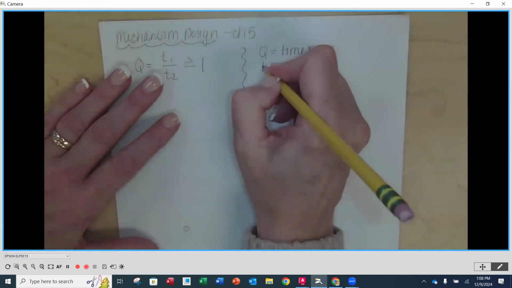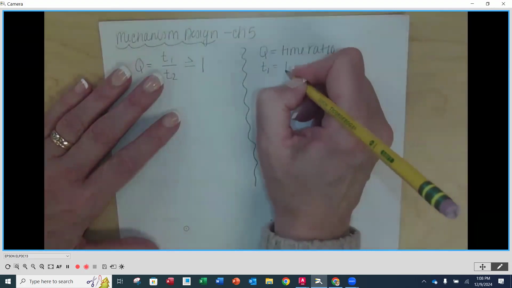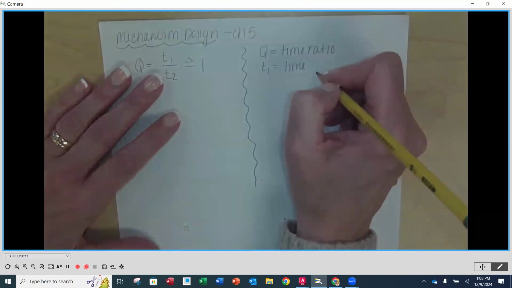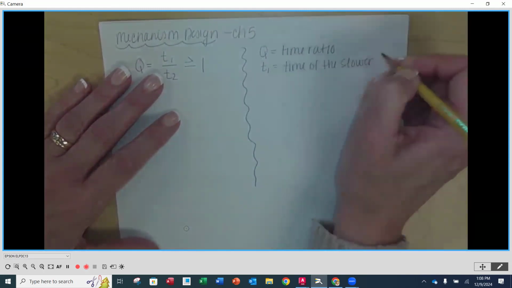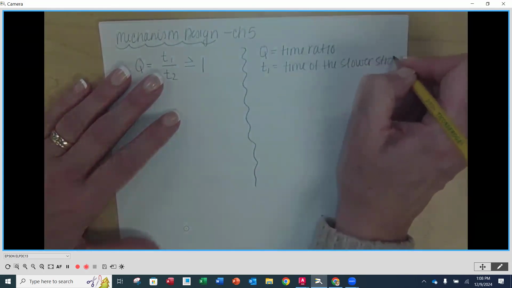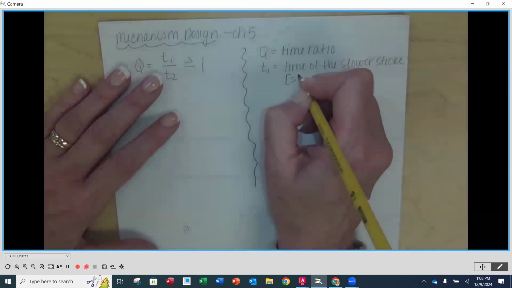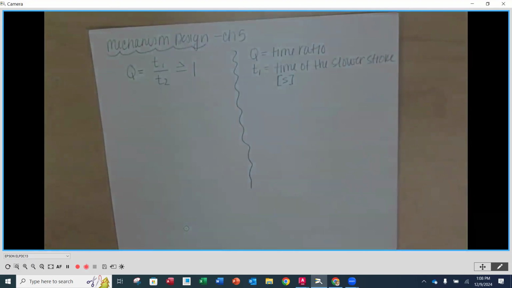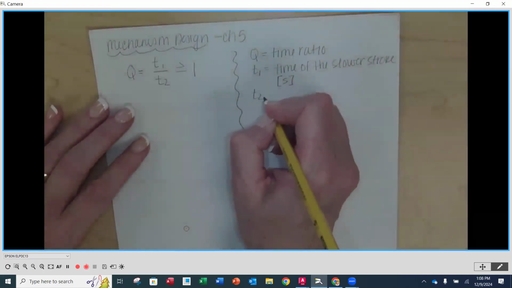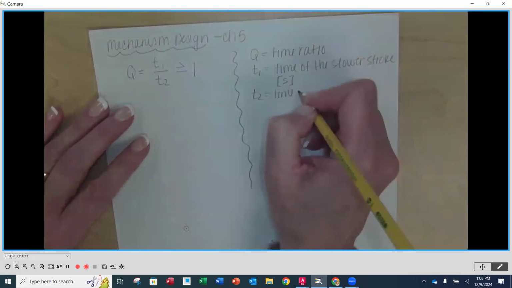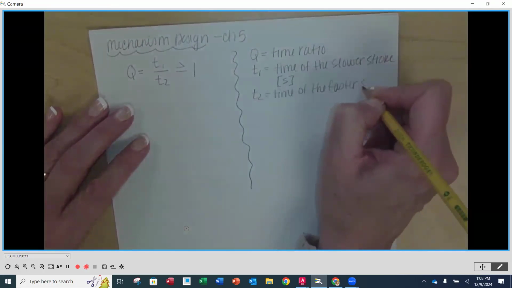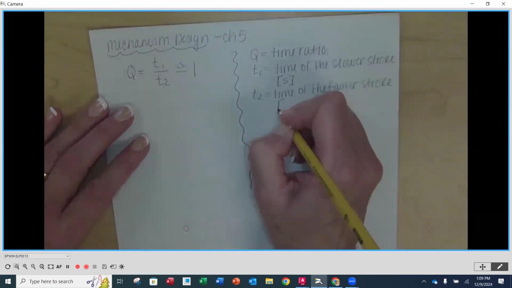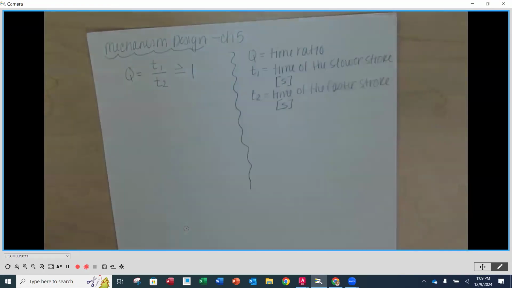Now, T1 is going to equal the time of the slower stroke. Okay, and those units are going to be in seconds. As we can see, it's very consistent. And then T2 is going to be the time of the faster stroke. And that's also going to be in seconds.